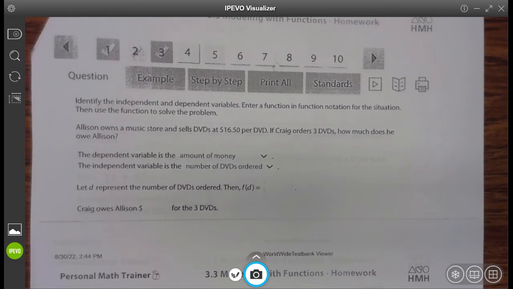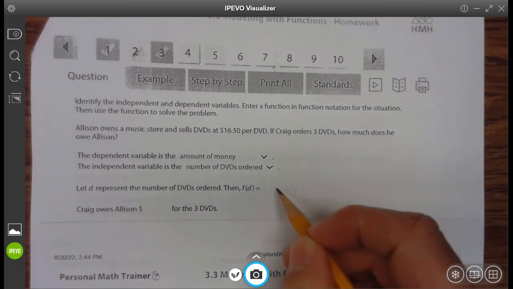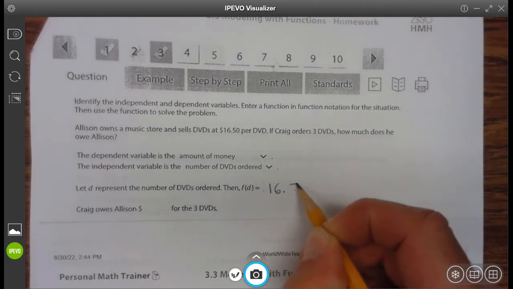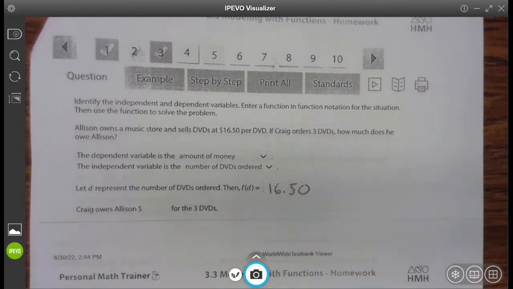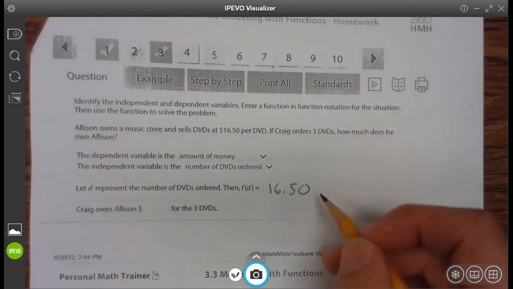All right, example 4. Identify the independent and dependent variables. Enter a function in function notation for the situation. Then use a function to solve the problem. Allison owns a music store and sells DVDs at $16.50 per DVD. If Craig orders 3 DVDs, how much does he owe Allison? The dependent variable is the amount of money. The independent variable is the number of DVDs ordered. Let D represent the number of DVD orders, then f of D equals 16.50D.